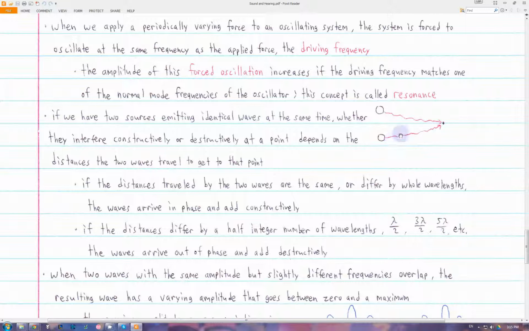So say this wave travels 1/2 of a wavelength more than the bottom wave. Then when they both reach this point, the wave on the bottom could be at a crest, while the wave at the top could be at a trough. So they'll add destructively and cancel each other out.